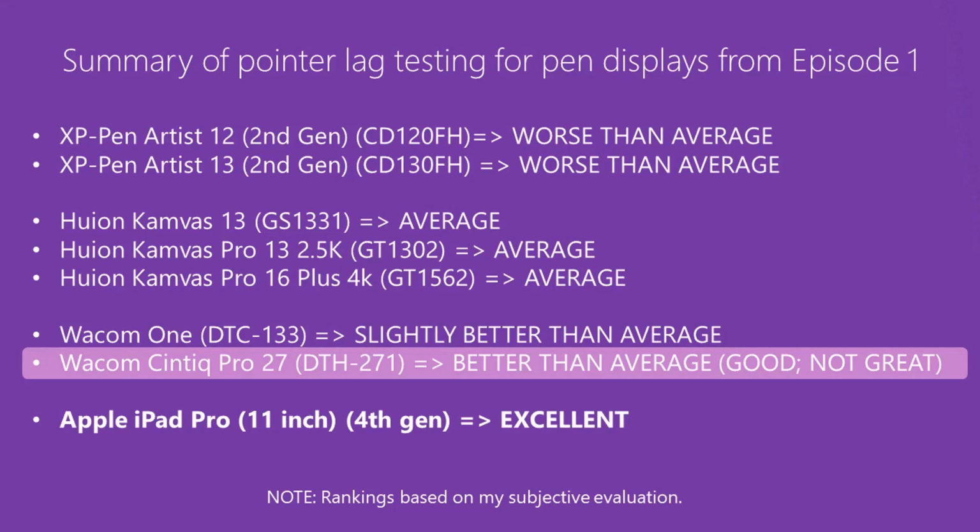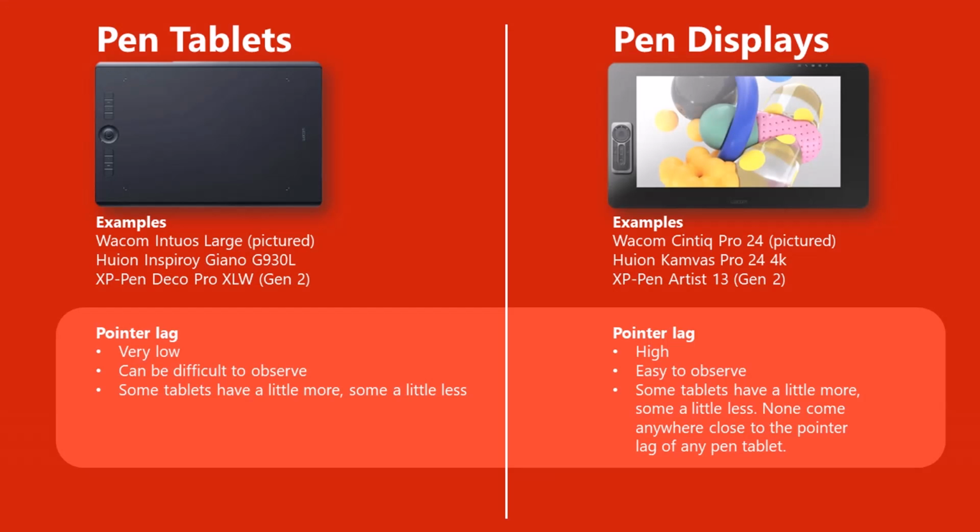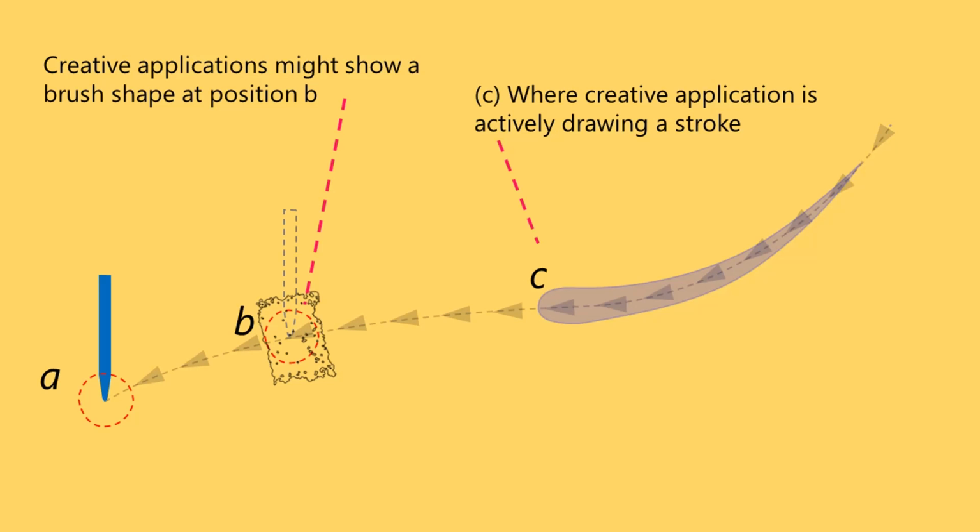In episode 1, I compared the pointer lag across several different pen displays. The Wacom Cintiq Pro 27 actually has a little less pointer lag than most other pen displays. But no pen display I've ever seen has as little pointer lag as you will find with an Apple iPad Pro using the Apple Pencil 2. Comparing pen tablets and pen displays, you'll see that pen tablets have incredibly little pointer lag, but they do have just a tiny bit. But it is much less than you will get from any pen display, or even an iPad.